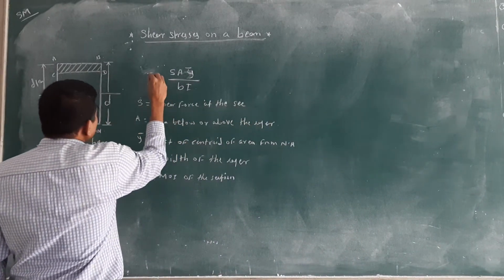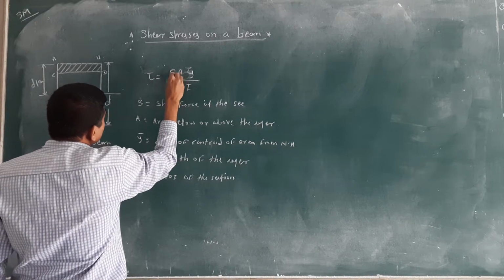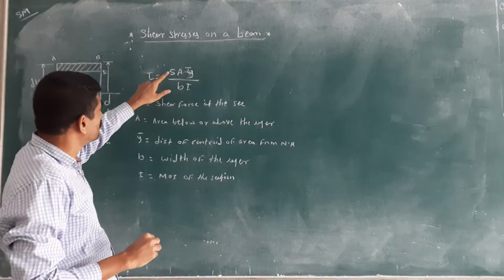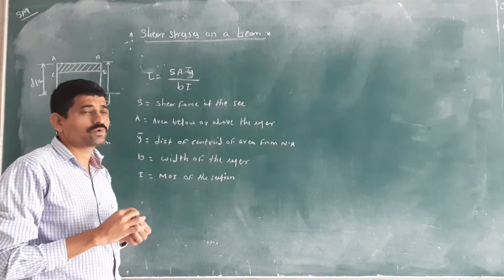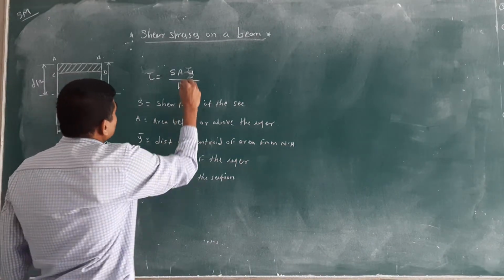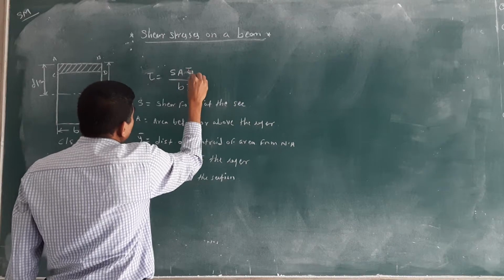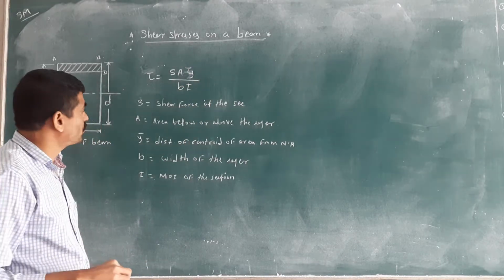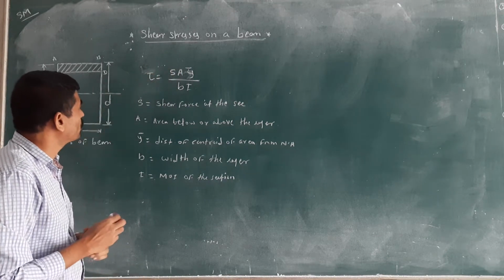Remember this first: tau is equal to S into A into y bar divided by B into I. Some books give the notation as F or V, don't confuse. Here we use the notation S for the shear force. Remember this formula, S into A into y bar divided by B into I.